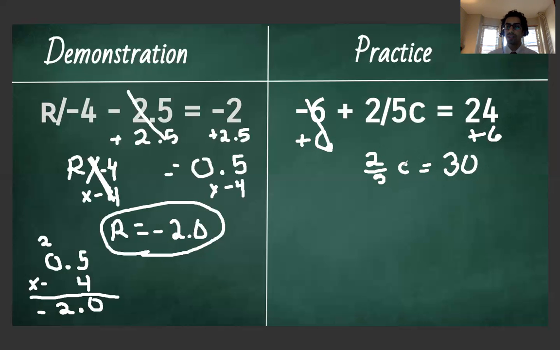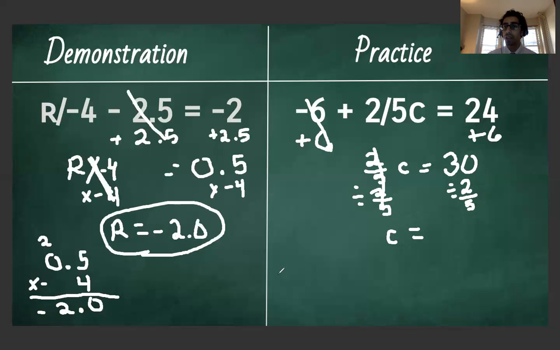Now I have a coefficient and a variable. To get rid of the coefficient, I would use either multiplication or division. In this case, I would divide, since these are being multiplied by each other, both sides by 2/5. This would cancel out, and I'd just be left with c equals whatever the answer to 30 divided by 2/5 is. Again, I don't know that in my head, so I'm going to use this blank space over here.